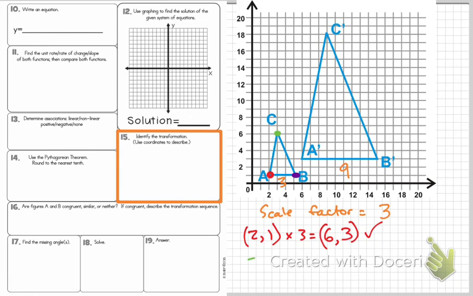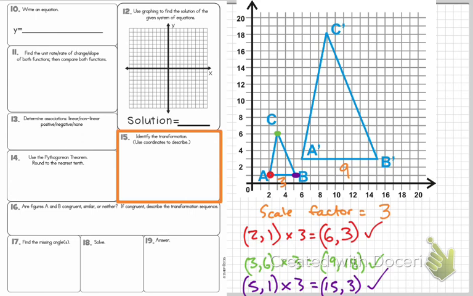I could do the same thing for point C, which was located at 3, 6. I'm going to multiply both of those points by 3. I'll get 9, 18. And again, I'm going to notice that's exactly where point C prime is located on the coordinate plane. Finally, I'm going to do the same thing for point B, which was at 5, 1. I'm going to multiply each of those by 3, which will get me to 15, 3. My new location of this.